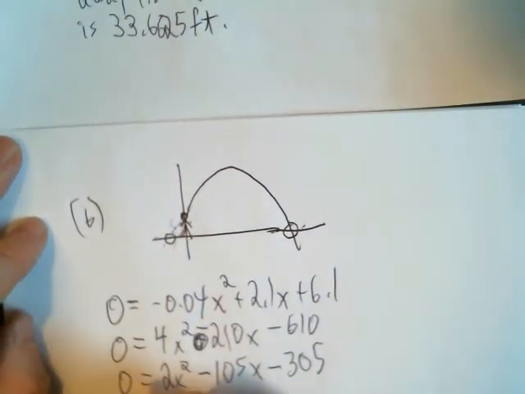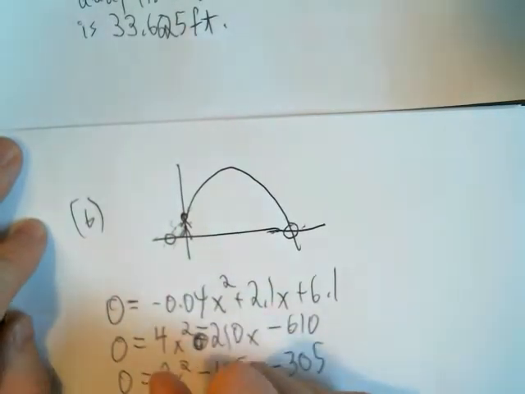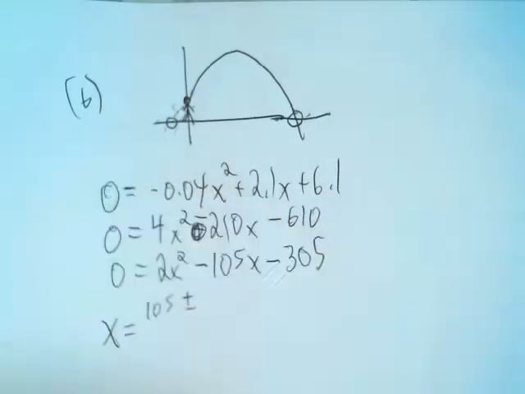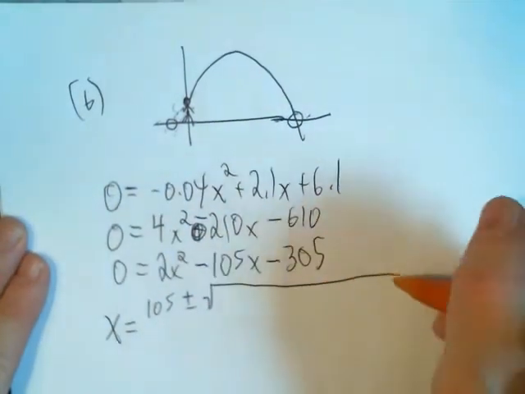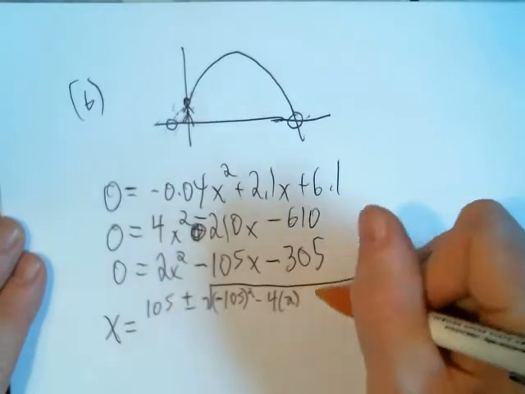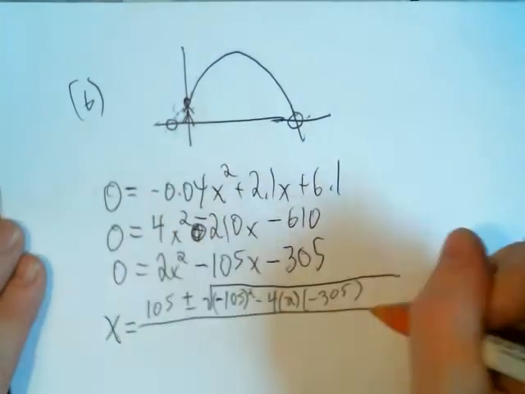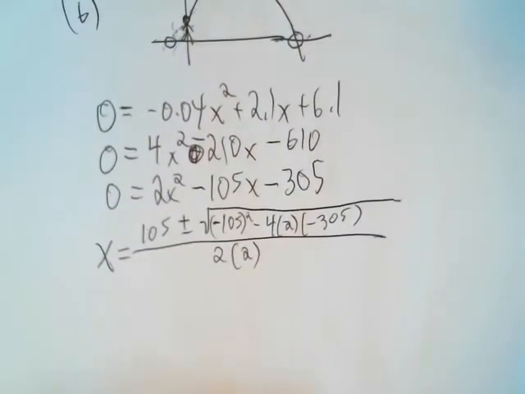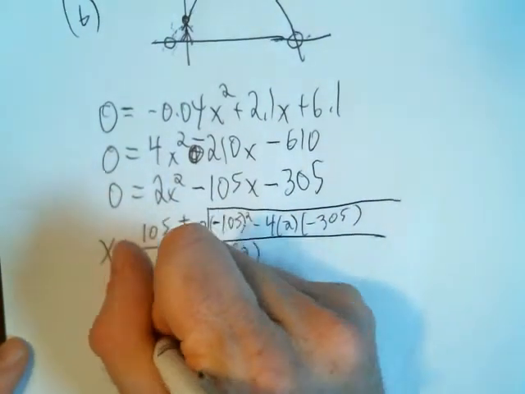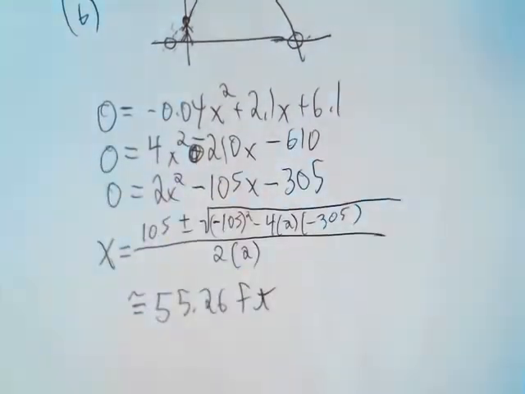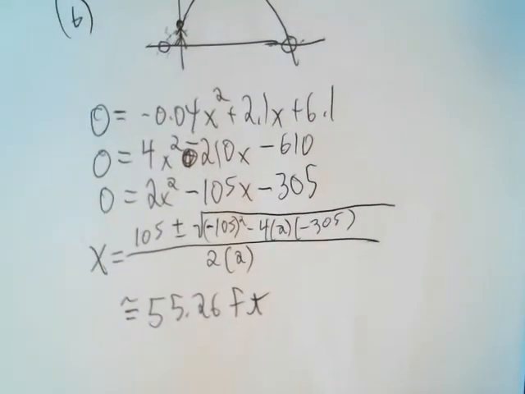And then I'll go to my quadratic. So x equals negative negative 105, plus or minus the square root of negative 105 squared minus 4 times a times c, all over 2a. I just put that into my calculator and evaluated it. I don't want to get too carried away with doing it by hand. And I got 55.26 feet for where it ends up. That's my positive answer. The other was negative, and I don't include it.